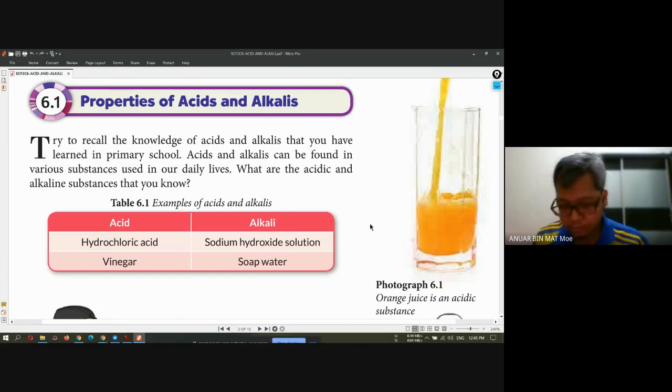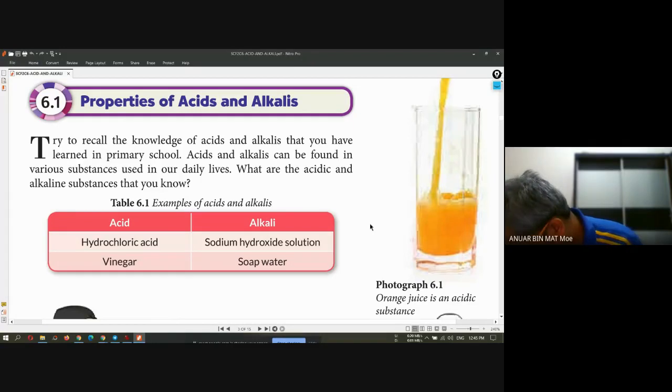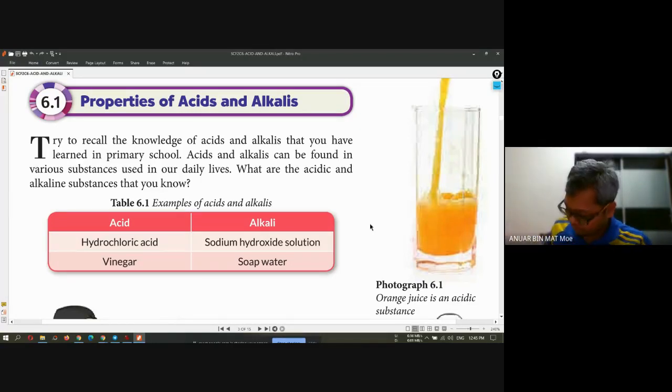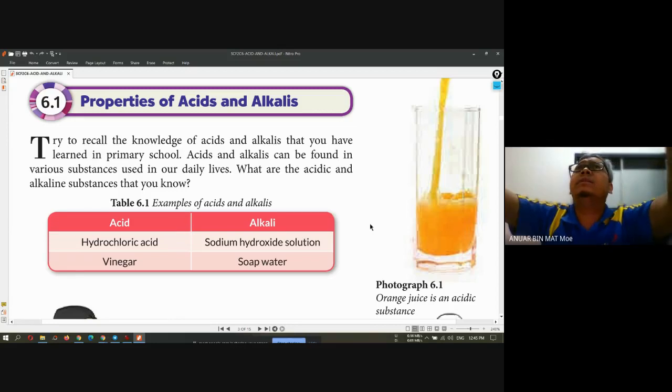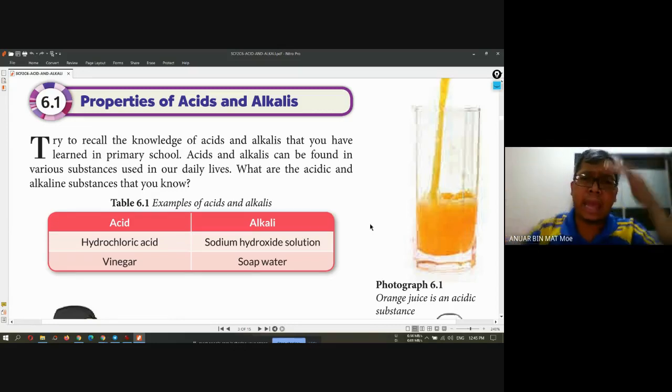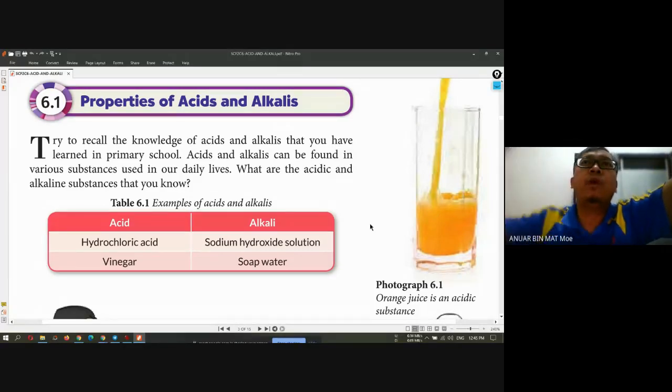So you can open your textbook, or you can just watch my presentation. We're going to learn a new topic, a new chapter. You can open to page 124 or 126. You're going to learn about Chapter 6, that is acid and alkali. What is acid and what is alkali? I think you already learned this in your primary school. What do you still remember about acid and alkali?